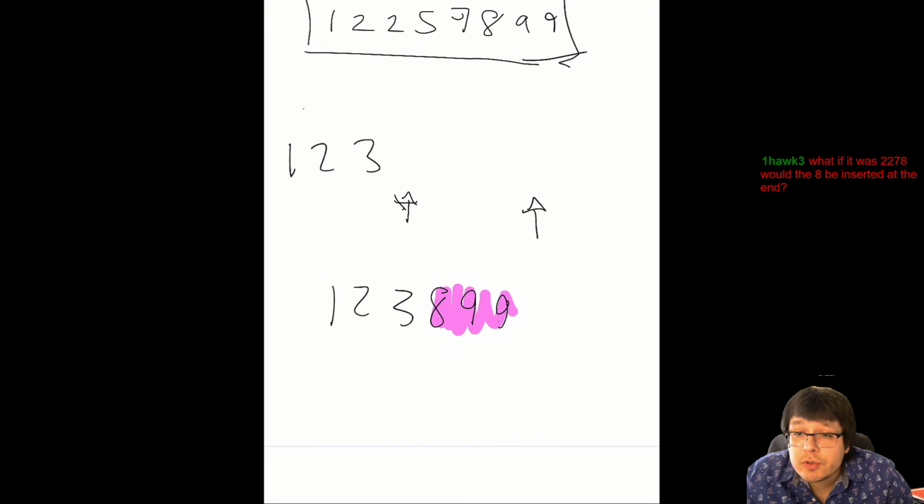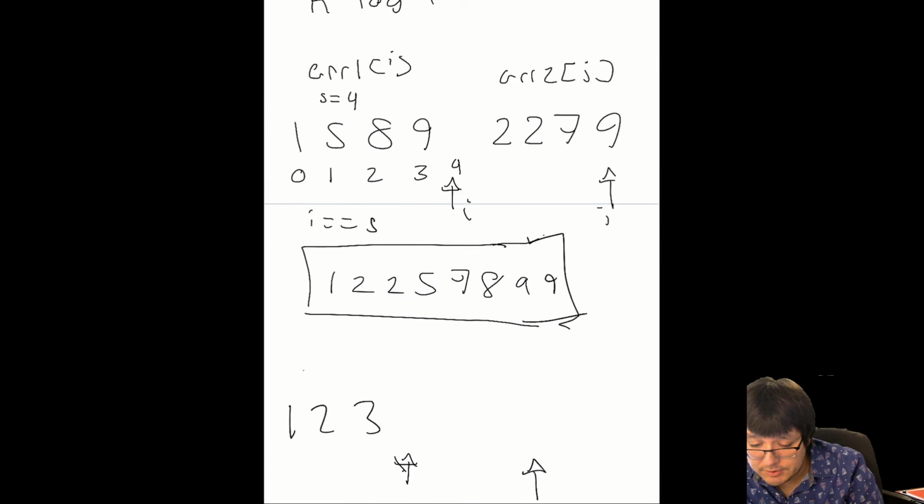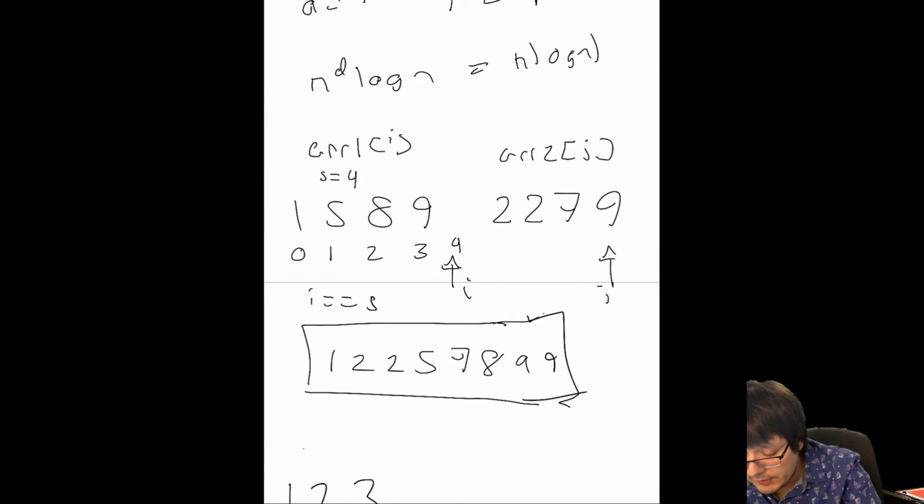What if it was 2, 2, 7, 8? Would the 8 be inserted at the end? 2, 2, 7, 8. Let me see. So if this had been 2, 2, 7, 8 here, we would have copied all the way until, let's go back all the way until 5, okay? So at that point, let's say we just copied the 5. So this one was pointing to 5, and then this was pointing to 7, okay?